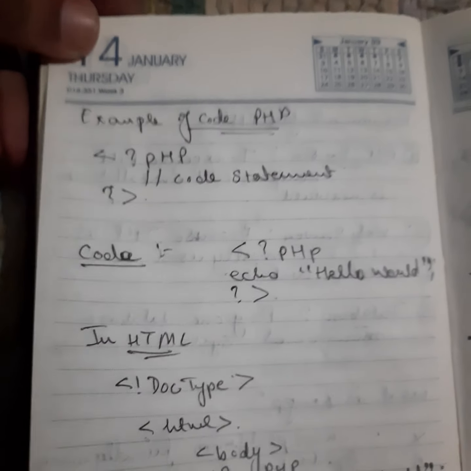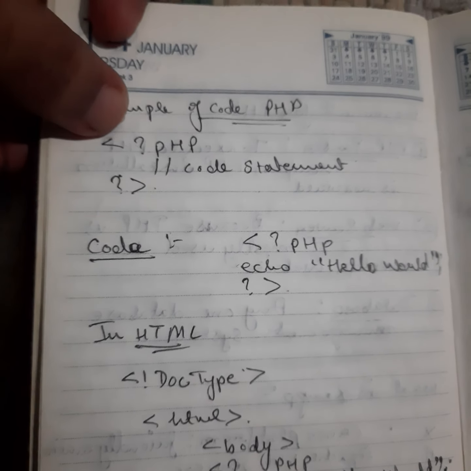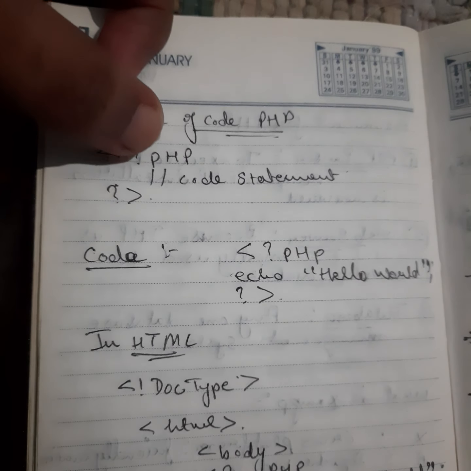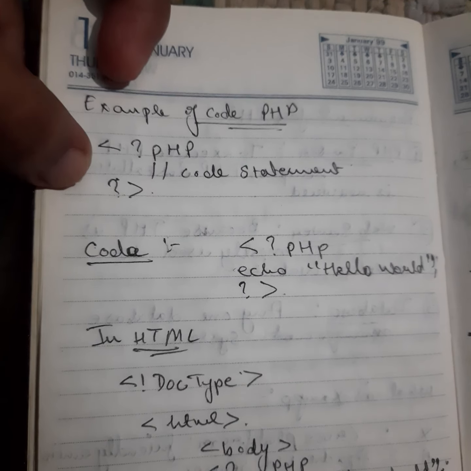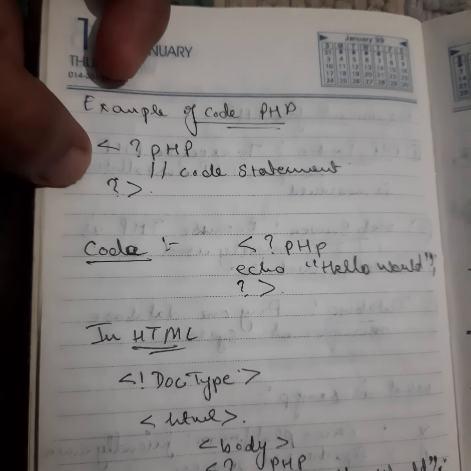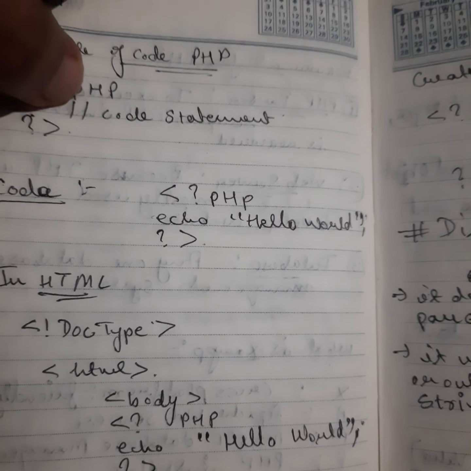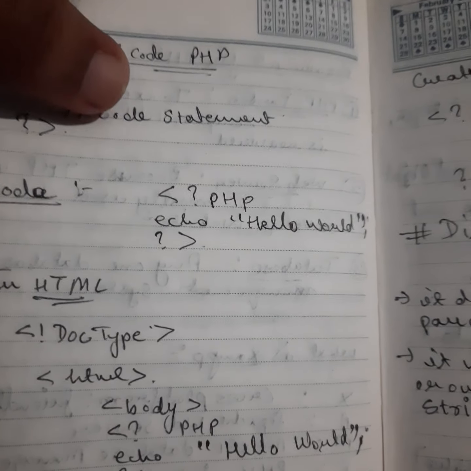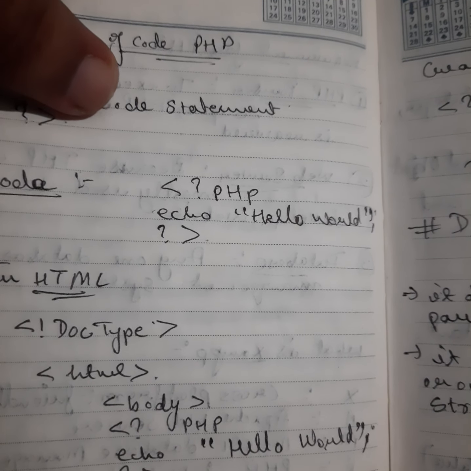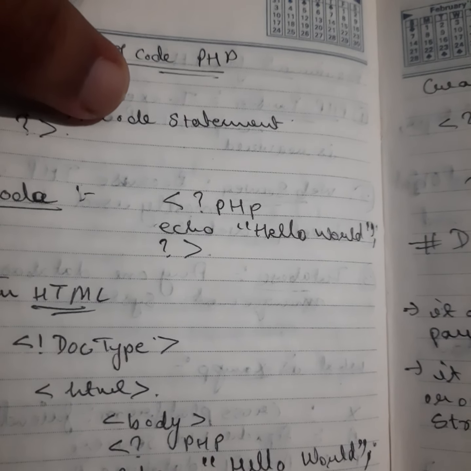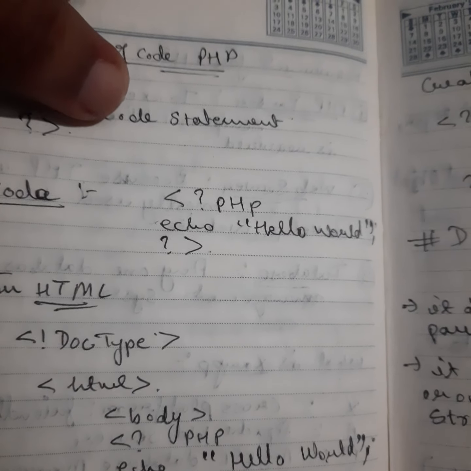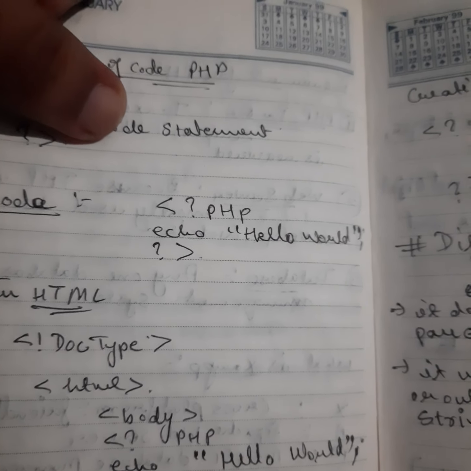Example of PHP code. As you see, the PHP tag is just like an HTML tag, but you see the question mark, then PHP, then the code statement, and then you close with that tag. Just you see one example over here: PHP echo hello world. Echo is used to print any string or multiple strings, so that's why I place echo to print hello world.